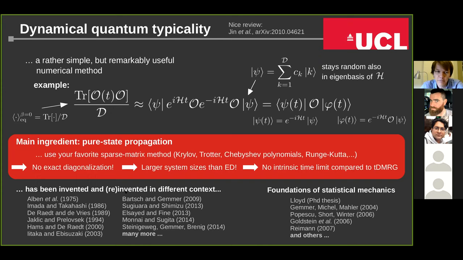And the other point that I wanted to mention is that this notion of typicality, you might also read this quite often when it's about the foundations of statistical mechanics. So how thermodynamic behavior emerges in isolated quantum systems. And also in this context, random states play an important role. But today in this talk, I only focus on the numerical aspects of these random states.